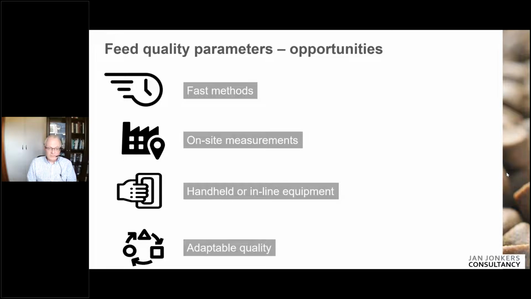And then as the last one, adaptable quality. As we have seen in the previous slides, there are a lot of different applications of the feed, a lot of different uses. So we can also adapt the quality. We can steer towards improved water stability, for example, and next time we can steer towards durability, depending on the needs of your customers, for example.